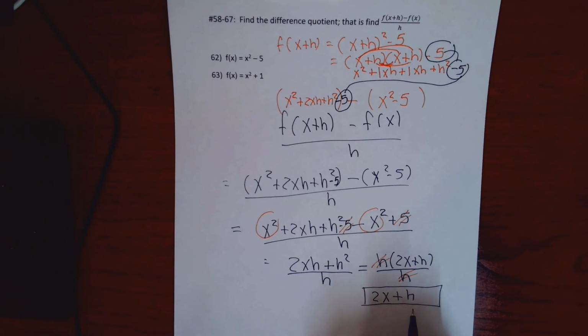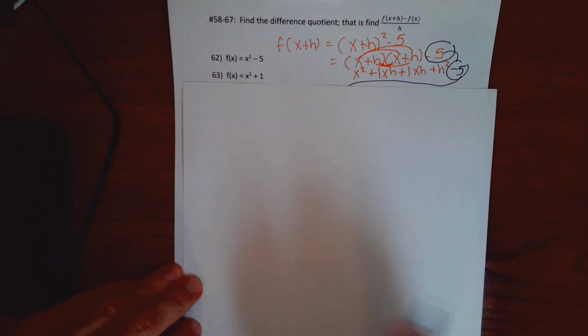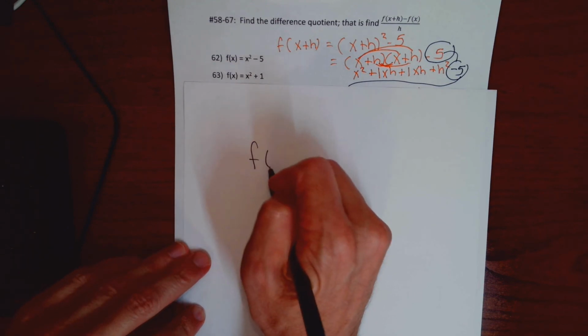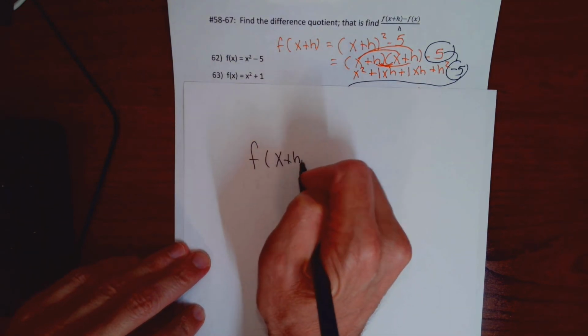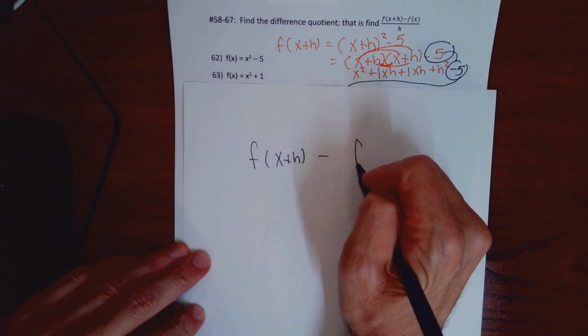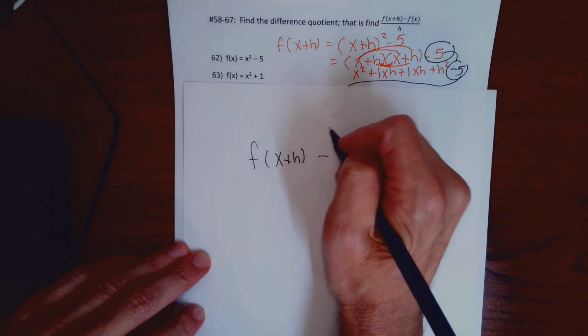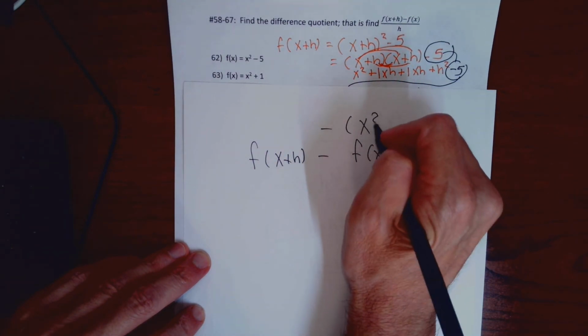Let's do 63 together because I kind of blew that one. Maybe pause the video and try 63. So for 63, in for the f of x plus h, I have to do some work. In for f of x, I know I'm going to put x squared plus 1.